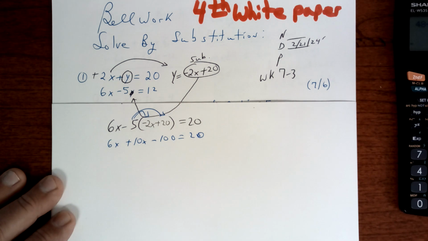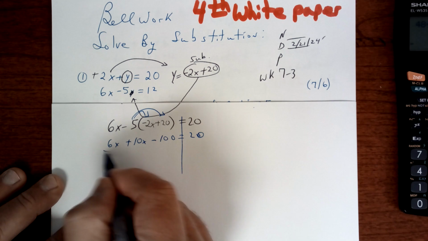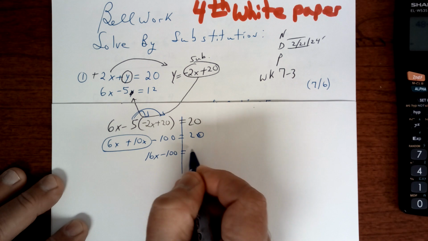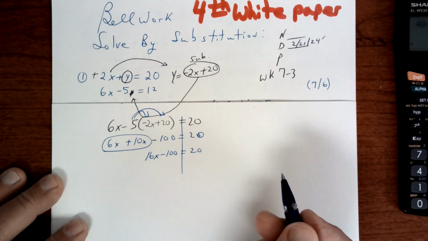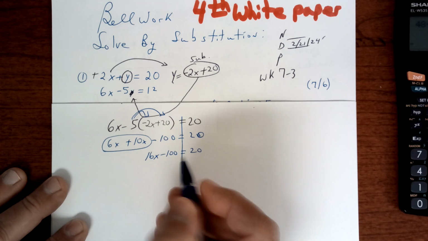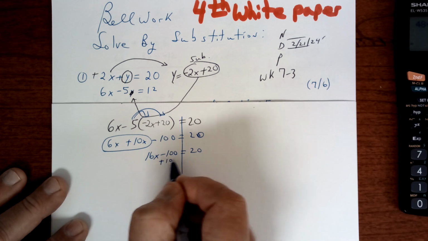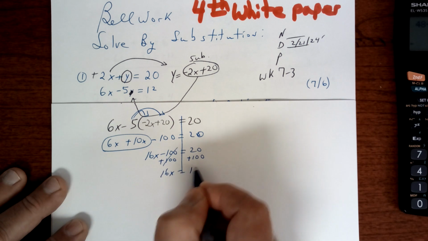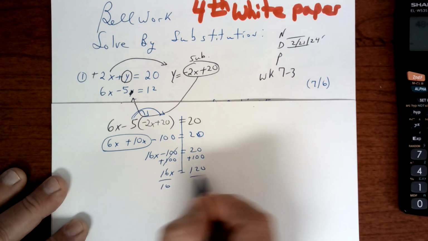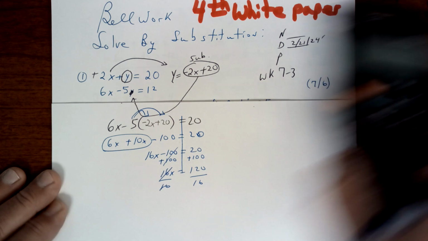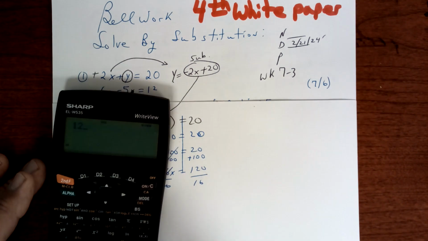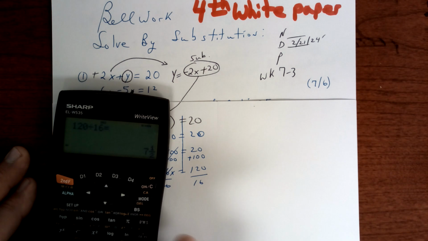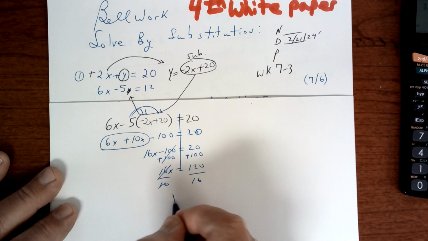All right, at this point, you're going to combine like terms. So you're going to get 16x minus 100 equals 20. Then it's a two-step equation here. You're going to add 100, so plus 100 here, plus 100 here, this cancels. So you get 16x equals 120. You're going to divide by 16, and I don't know if it goes evenly. Let's try it. So 120 divided by 16. I get 7.5. So x equals 7.5.